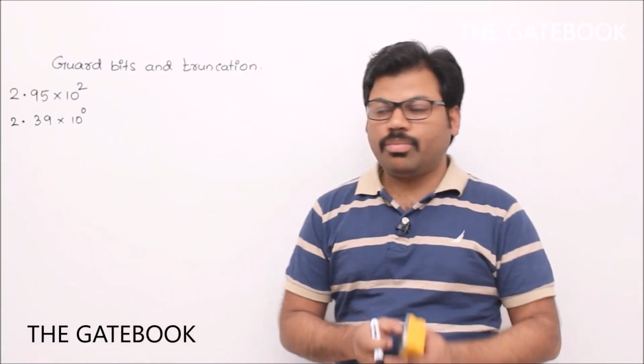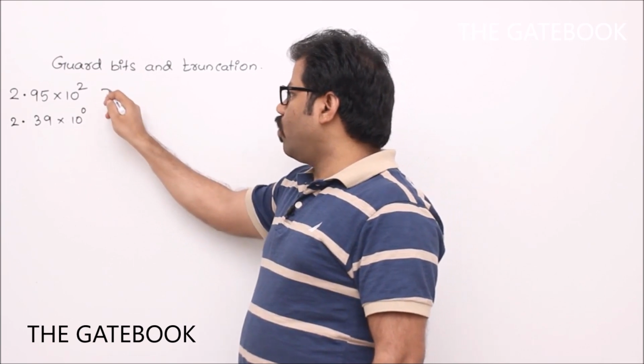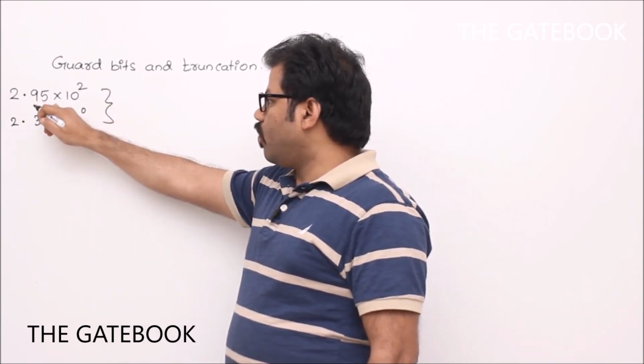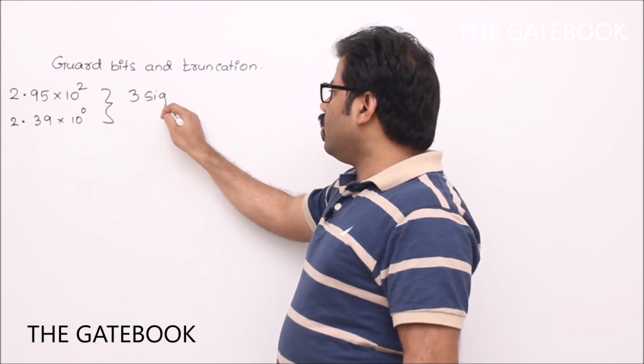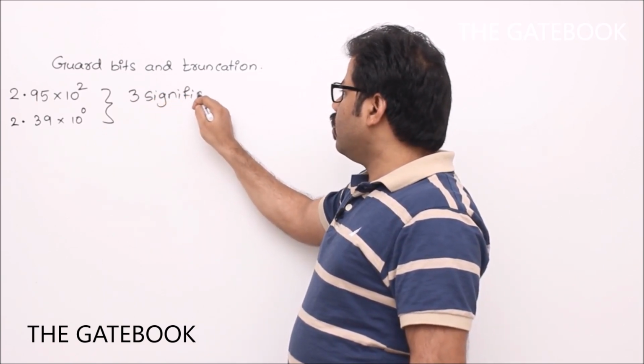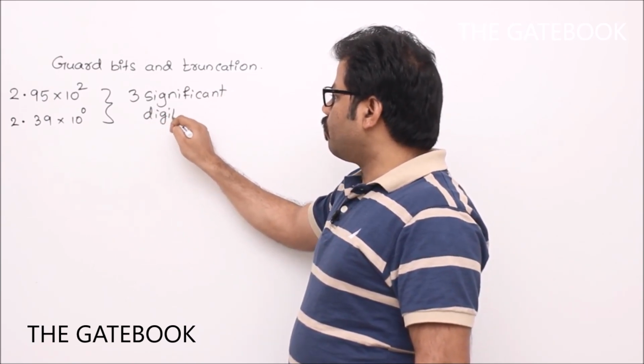Let us talk about guard bits and truncation. To understand guard bits, let me take two examples of floating point numbers. Floating point number 1, floating point number 2. Here these two floating point numbers are assuming 3 significant digits. What is the meaning of 3 significant digits? I will tell you.